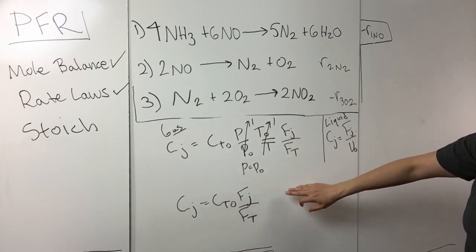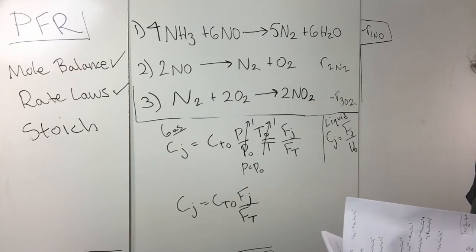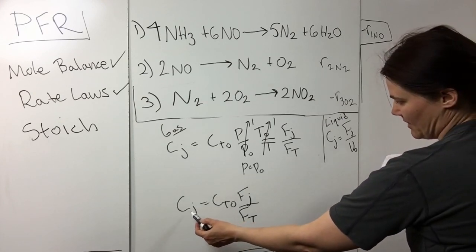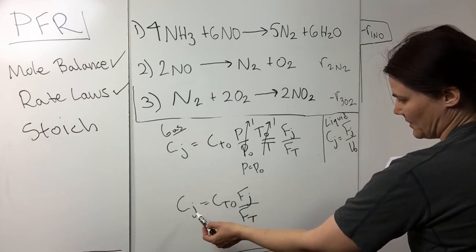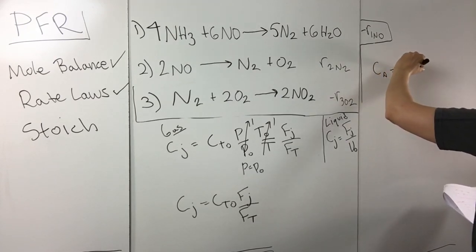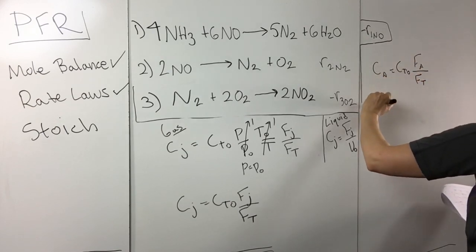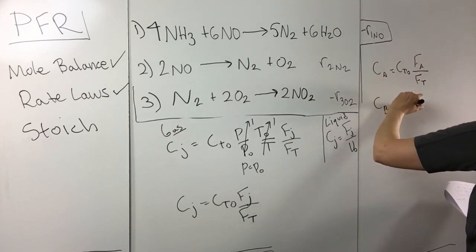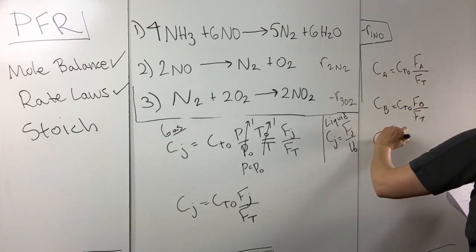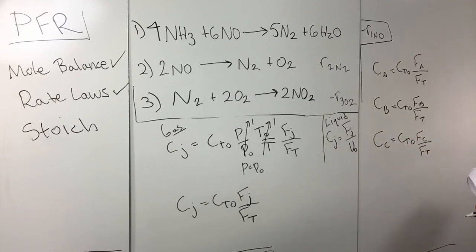And then this is how this relates what we have in the rate law, because we have concentrations in the rate law, and this relates that to the molar flow rates, which we have in the mole balance. You can kind of see where I'm going. You would need to write this for each one. So Ca is equal to Ct naught Fa over Ft. Cb is equal to Ct naught Fb over Ft. Cc is equal to Ct naught Fc over Ft. So you write that for all of them.